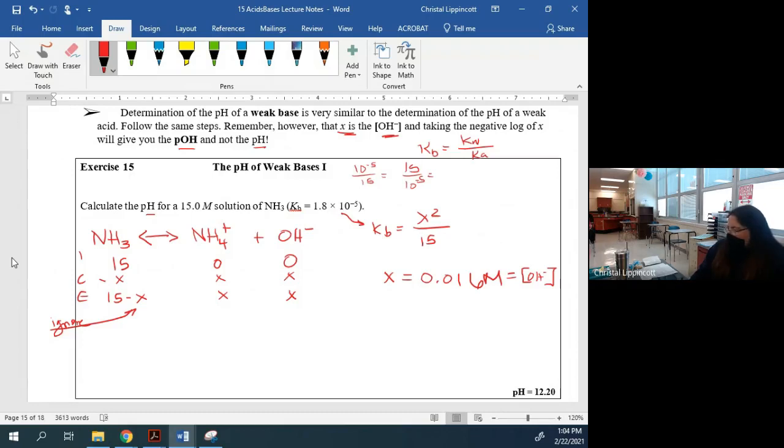When we take this, then we end up with a pOH. If I take the negative log of this value, I end up with a pOH of 1.78. And then if I subtract that from 14, I end up with 12.2. Right?